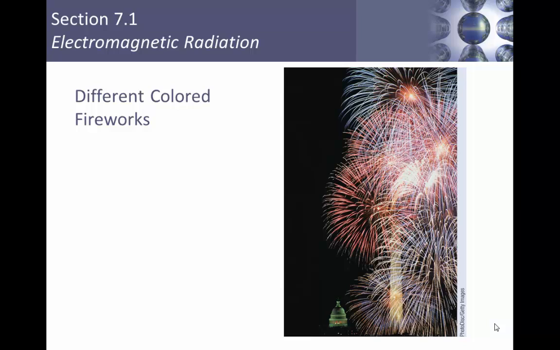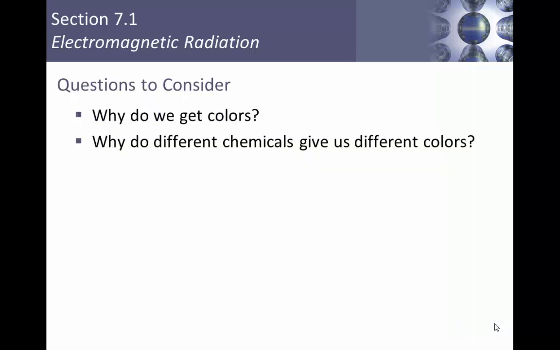So it's important that you keep some questions in the back of your mind as we talk about light. Like, why do we get different colors of fireworks? Why do we get different light colors? And why do different chemicals give us different colors when they're excited by energy? And so keep these questions in the back of your mind as we begin to talk through this whole atomic structure idea and how it relates to the periodic table and the repeating patterns that we see.